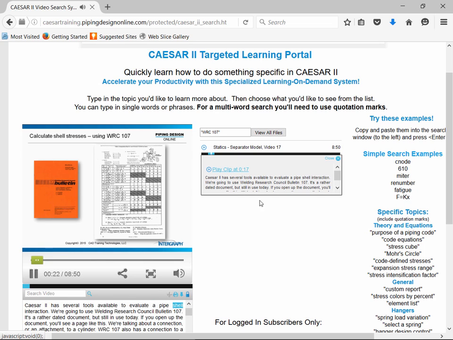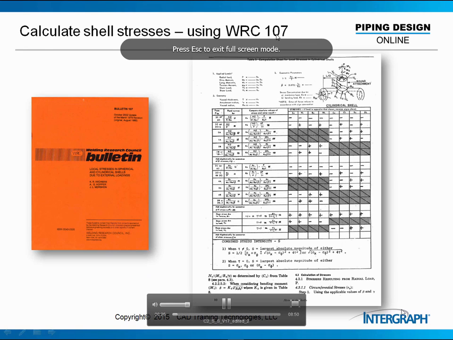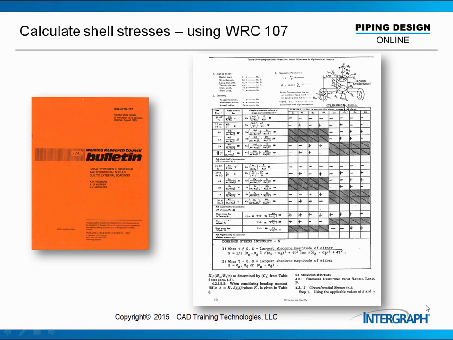Evaluate the pipe shell interaction. Let me go full screen so we can see this. Council Bulletin 107. It's a rather dated document, but still in use today. If you open the document, you'll see a page like this. We're talking about a connection or an attachment to a cylinder. WRC 107 also has connection to a sphere.